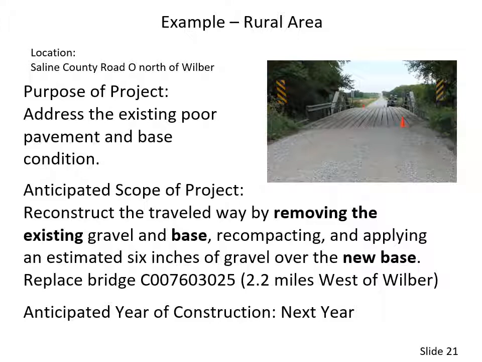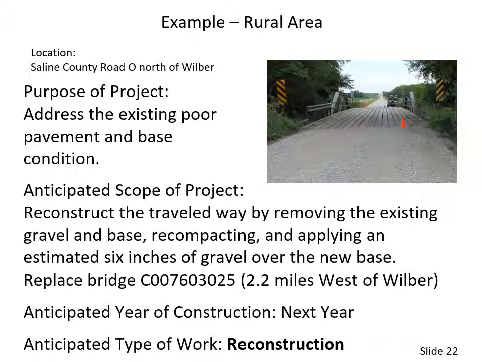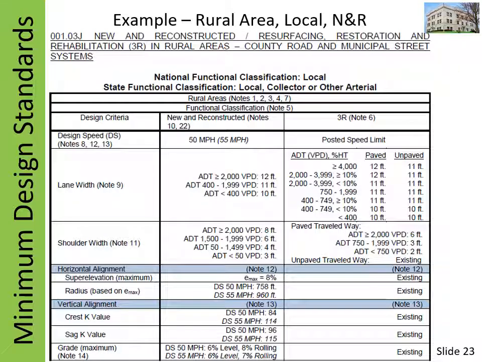Referring to page 39 of the standards, since the base is being removed and an entire new base is being placed for the traveled way, the type of work is reconstruction, and new and reconstructed standards apply. The bridge 2.2 miles west of Wilbur would also be replaced. Page 37 of the standards indicates that this would also be considered reconstruction, and new and reconstructed standards would apply. That means the standard values for design criteria will come from the middle column of Table J.